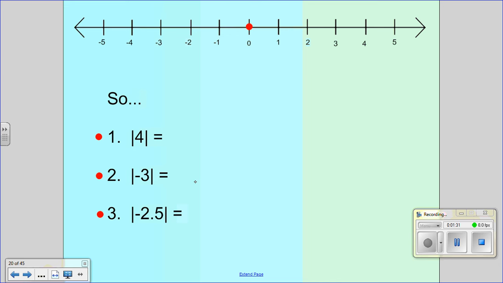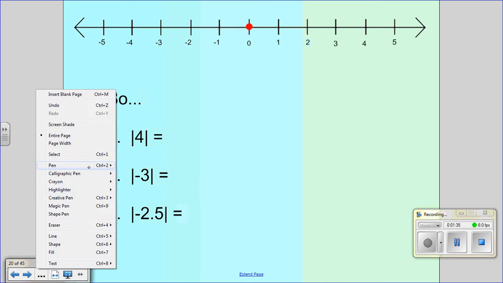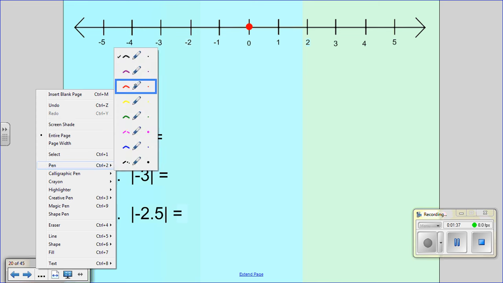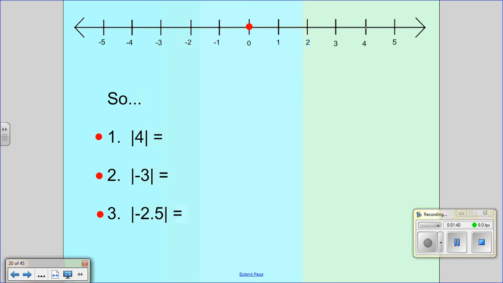So let's practice real quickly. If we want to find the absolute value of 4, 4 is located right here. And the absolute value, again, is the distance 4 is from 0. So let's count. There's 1, 2, 3, 4. So 4 is 4 units from 0 on the number line, so that means the absolute value of 4 is 4.